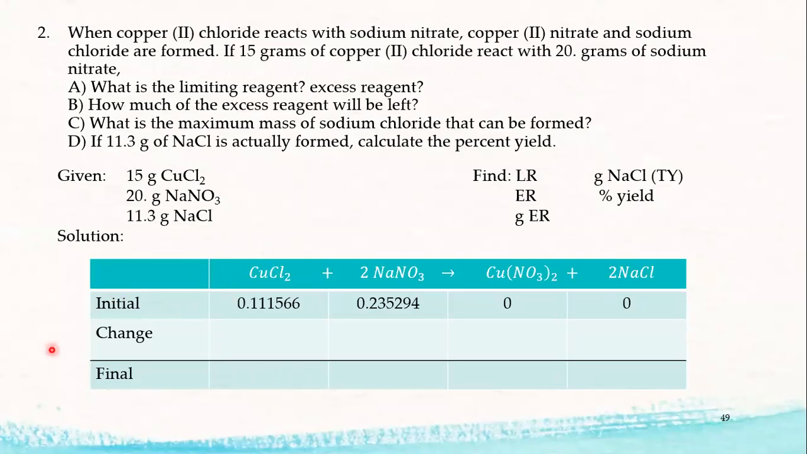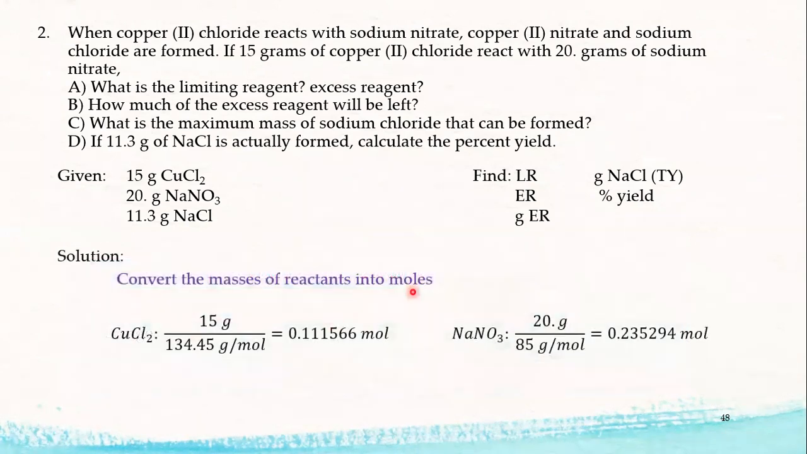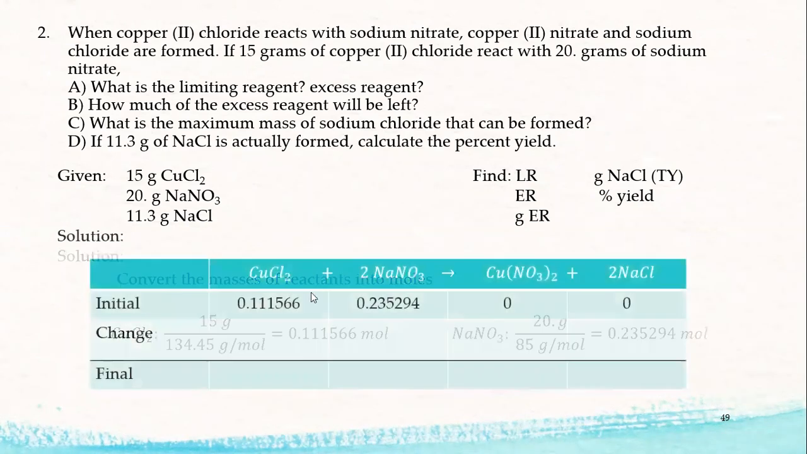We have this table wherein we have 3 rows. We have the initial, the change, and the final. Okay. So these are the moles which we were able to calculate earlier. And we put them under their respective substances, or respective columns. And we put in 0 for all the products, since it's not stated that we have an initial amount of product, then we need to put 0 here.